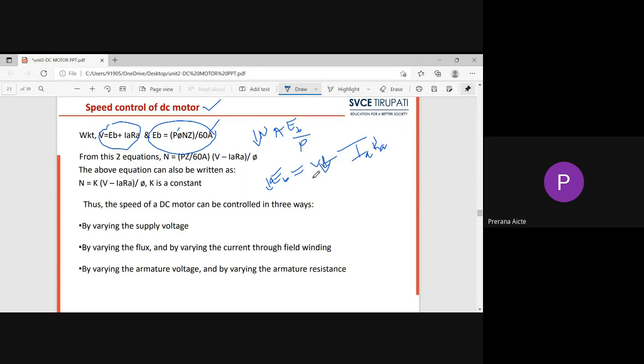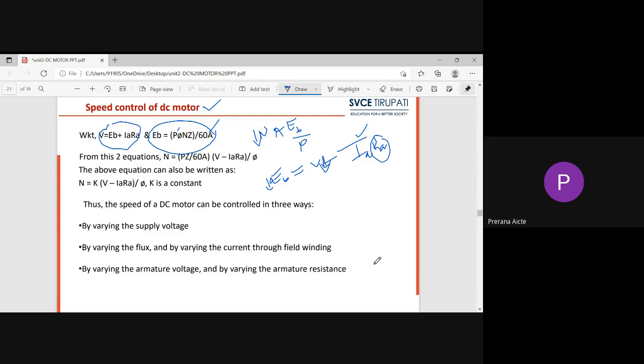Similarly, when we add some external resistance to the armature circuit, the total IRA drop increases. This increased IRA drop is subtracted from supply voltage. Then total EB is going to reduce. When EB reduces, speed also reduces. So by seeing this theory, we understand supply voltage control method and armature resistance control method. By using these two techniques, we obtain the below rated speeds only.